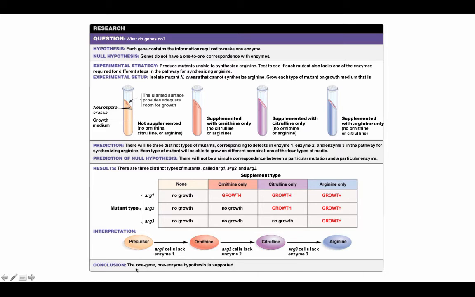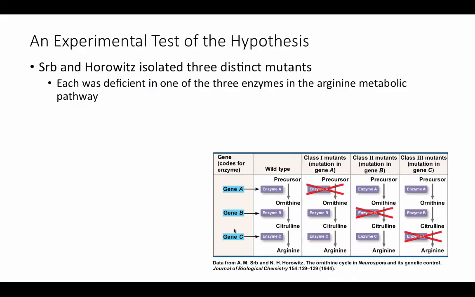These results support the one gene, one enzyme hypothesis because each of these are going to have a defect in a particular gene, and we can see which enzyme each gene knocks out. So if we look at this figure from your book, we can see that in these mutants that could grow on the medium with ornithine, there was a defect in the enzyme that creates ornithine from the precursors. So if ornithine is provided in the growth medium, it can go through the rest of this pathway to produce arginine.